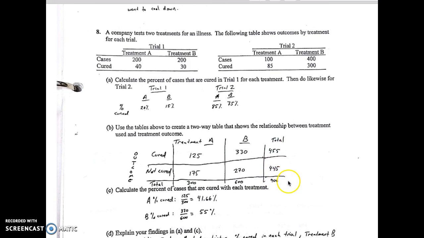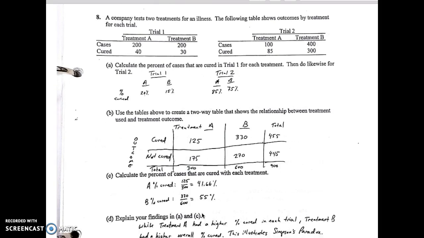Part C says to calculate the percent of cases that are cured with each treatment. The percent cured with treatment A is 125 out of 300, which is 41.66%. The percent cured for B is 330 out of 600, which is 55%. So right away, I notice up here in Part A, treatment A was higher for each trial. And boom, overall, B is higher.